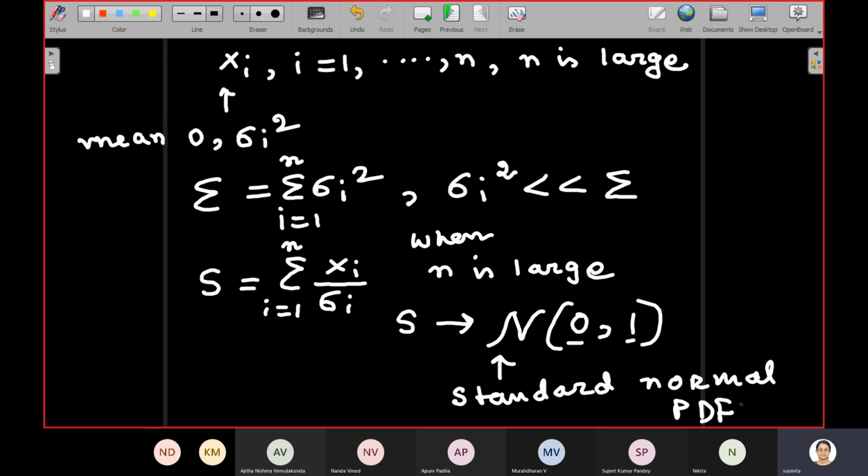We often use these two terms, PDF and distribution, interchangeably. There is nothing wrong with that. Generally, when we say distribution, we mean the PDF. It's not the CDF. If we are referring to the CDF, we specifically mention the cumulative distribution function. But in general, when we say distribution, we usually refer to the PDF, the probability density function.